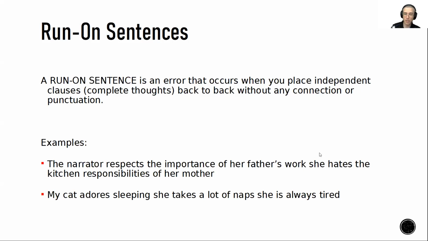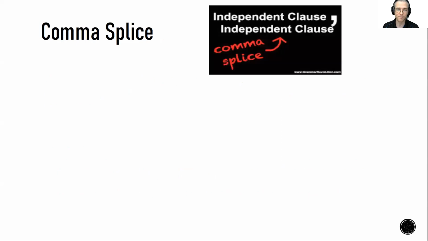My cat adores sleeping. She takes a lot of naps. She is always tired. Here we have three independent clauses that really should be reformed so that either they're independent sentences or they are developed together with coordinating and subordinating conjunctions, turning this into a compound or a complex or compound complex sentence or series of sentences. The comma splice is almost identical to the run-on sentence or the run-together sentence, but the difference is that the two independent clauses are separated by a comma.